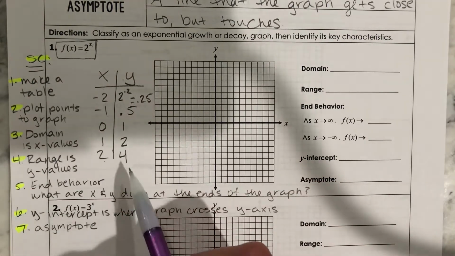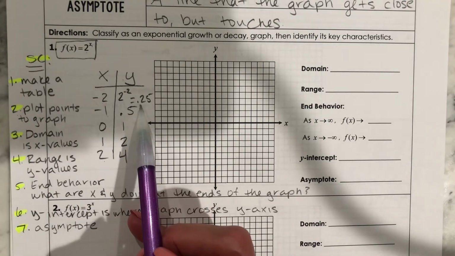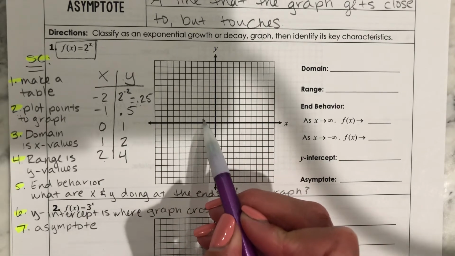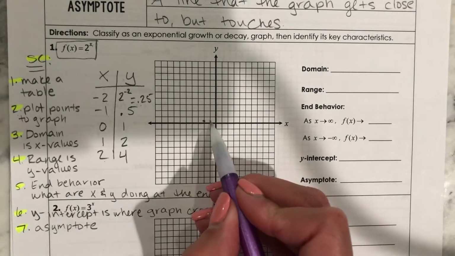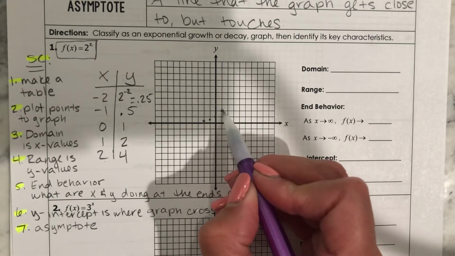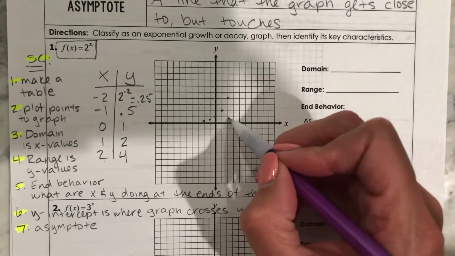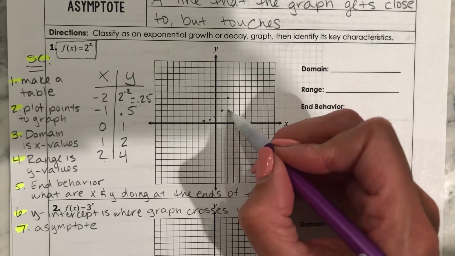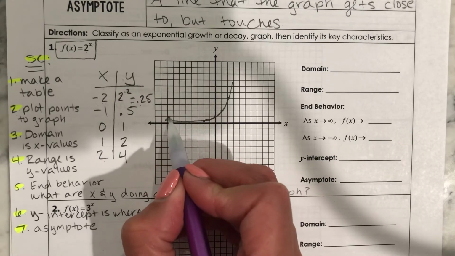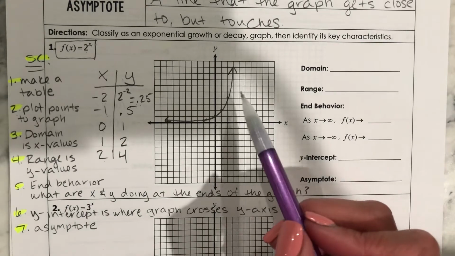So now I have my ordered pairs here, and I'm going to graph them. So that's step 2, plot your points. So -2, and then the y value 0.25. Now -1, 0.5, 0, 1, 1, 2, 2, 4. Okay, just double checking. And then just connect your dots there, and you see your graph.